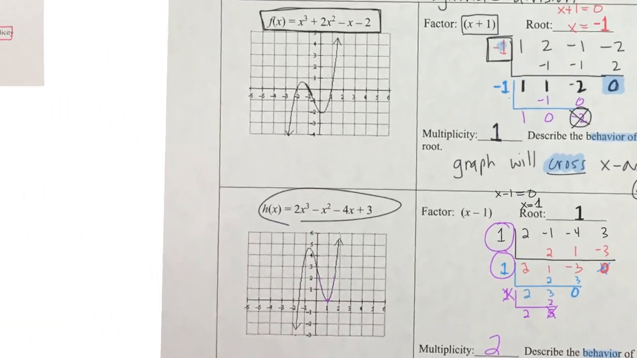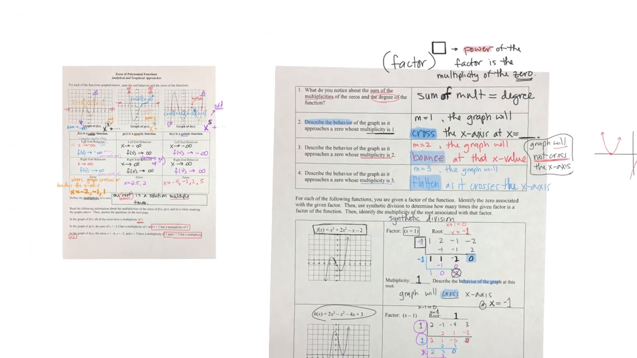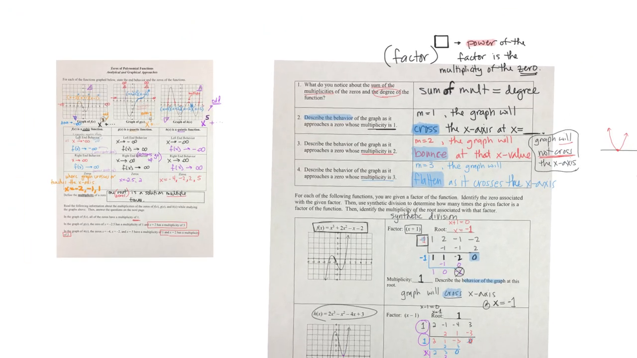Okay, so we're going to do more and more with graphs and their multiplicities and writing polynomials from graphs based upon how the graph is behaving on the x-axis and on the far left and right ends of the x-axis. Okay, that's all.